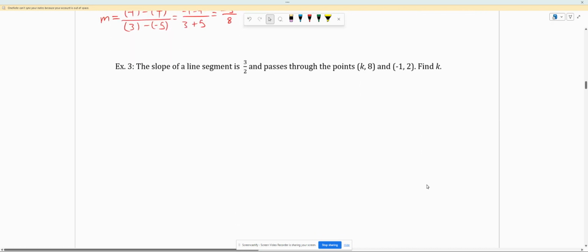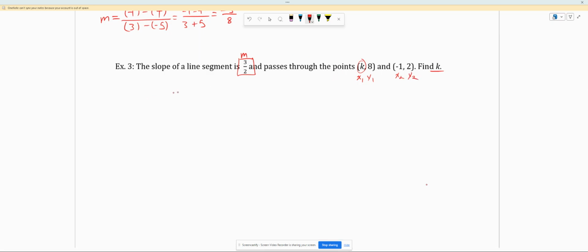Slope of a line segment. This is a little bit more of an advanced question, but we can handle this. We're told the slope, that's our m, is 3 over 2. And we're given 2 points, except we don't know one of the values. We don't know this particular x1, so I'm trying to solve for x1. This is x1, y1, and this would be x2, y2.